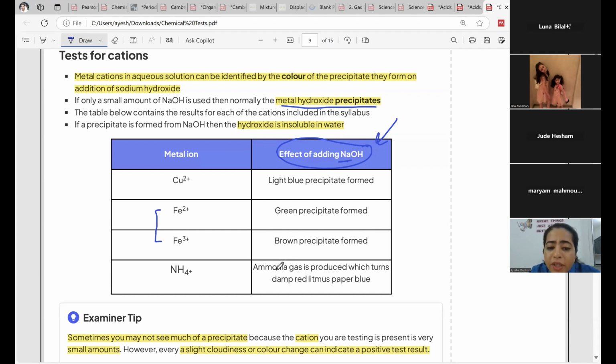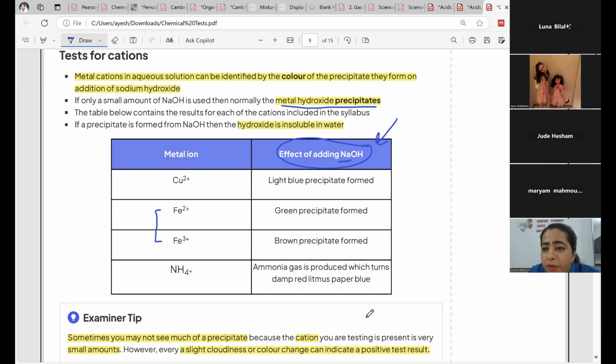Okay. So then what you can do, if you just get a slight cloudiness, some of the precipitate formation, it means there is cation present. You can just confirm the cation. If you're not getting much of the precipitate, it's okay. Even a small indication, a small formation of the precipitate will tell you the cation presence. It means there is a small quantity of cation over there, which is giving you less precipitate.